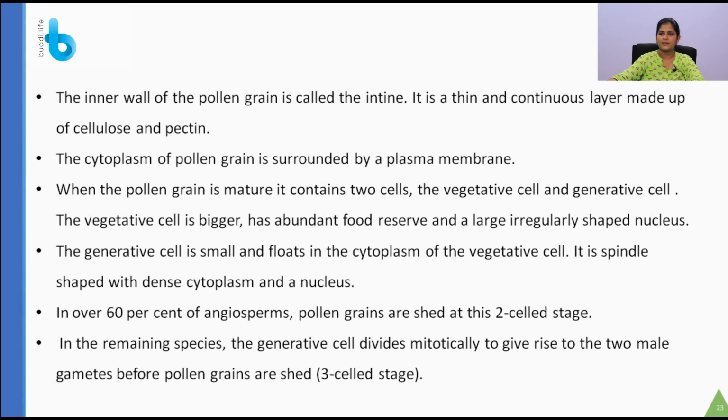In over 60% of angiosperms, pollen grains are shed at this two-celled stage. In the remaining species, the generative cell divides mitotically. So you should see this. The generative cell will divide in which way? It divides mitotically to give rise to two male gametes before pollen grains are shed at a three-celled stage.